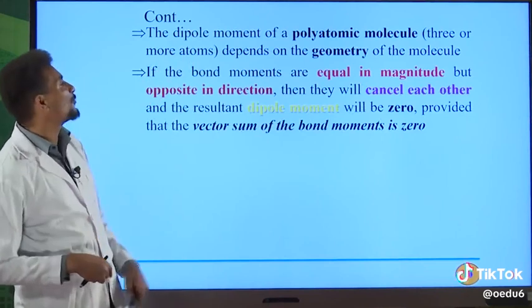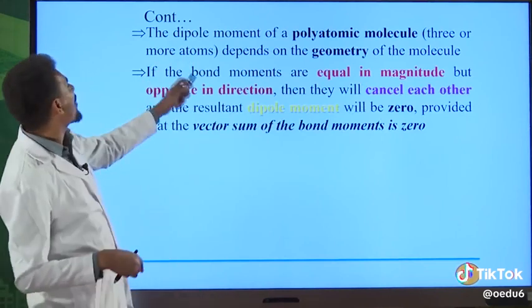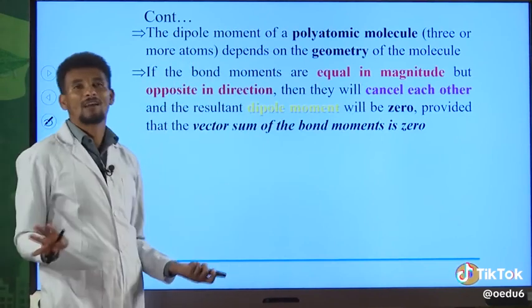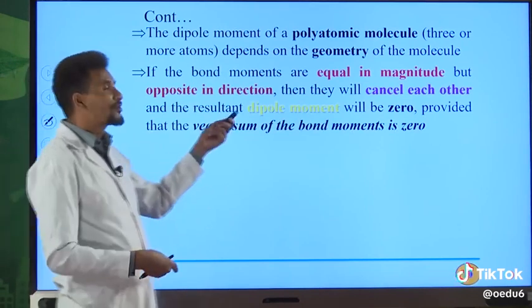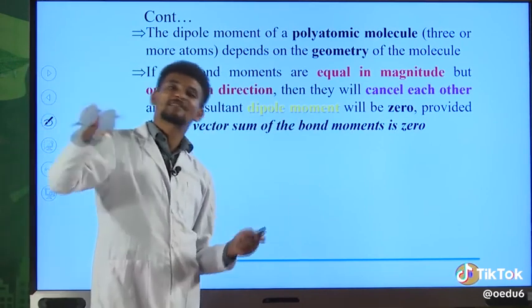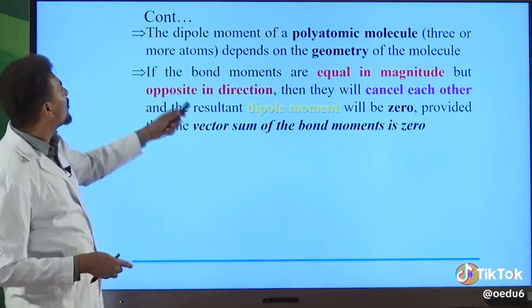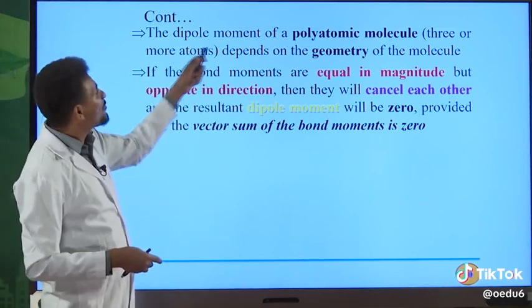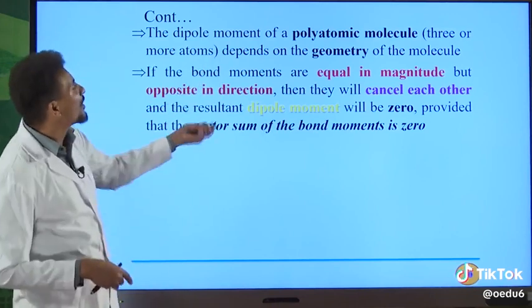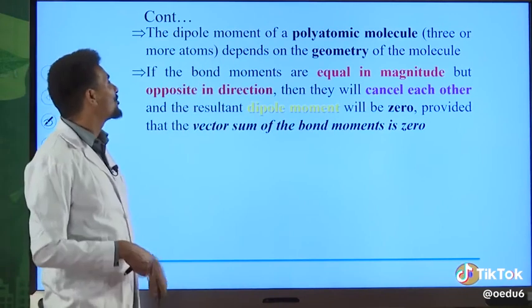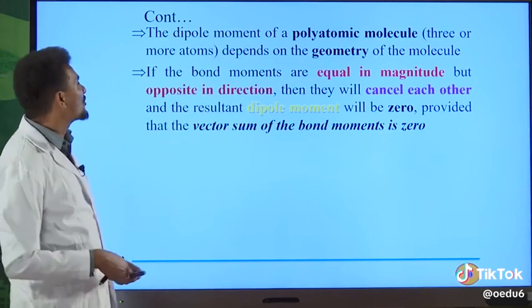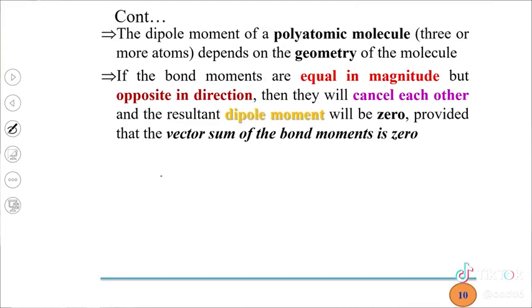So the dipole moment of a polyatomic molecule, with 3 or more atoms, depends on the geometry. How to identify the shape of molecules, I will tell you about later. But for now, always remember that the dipole moment of a polyatomic molecule having 3 or more atoms depends on the geometry of the molecule. For example, look at these molecules, H2O. The molecular geometry of water is V shape.